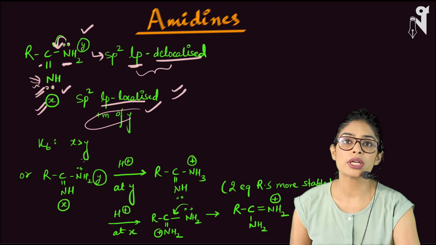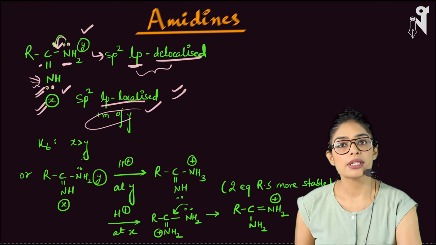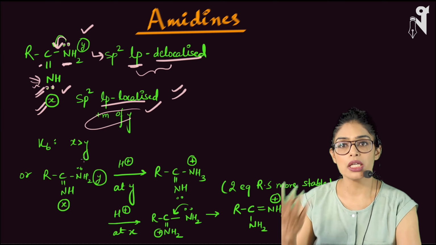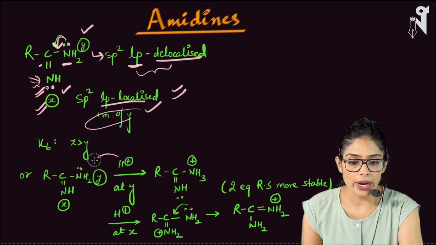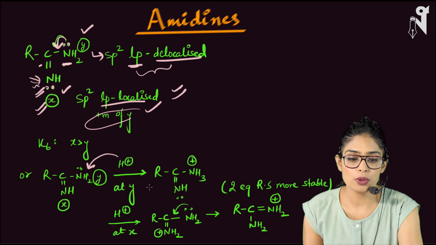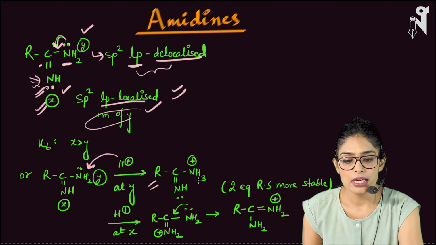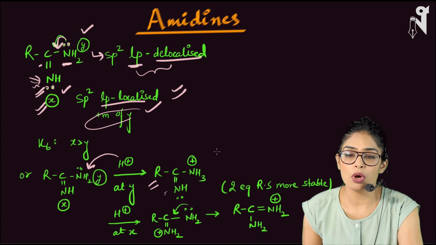The more stable your conjugate acid is going to be, the stronger your base is going to be, right? So let's do it the other way by reacting it with H plus. If H plus attacks on Y, then this is how your species will look. This will become NH3 plus and this will remain NH. So this is one molecule, right?